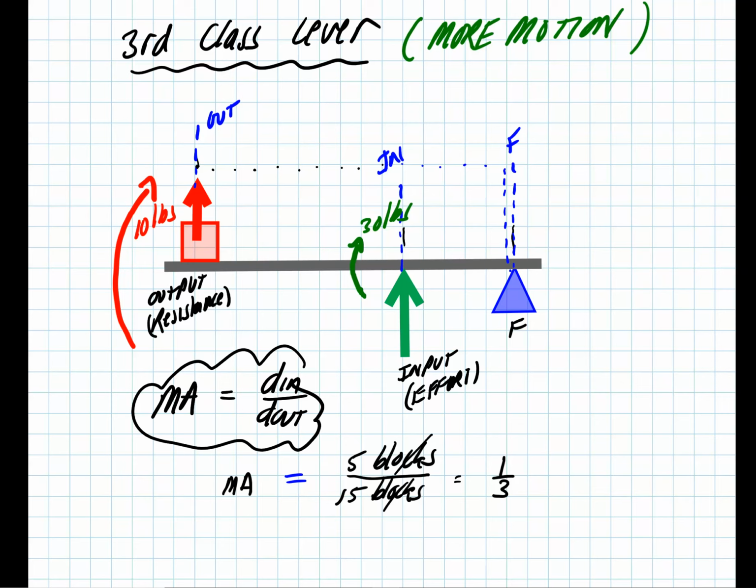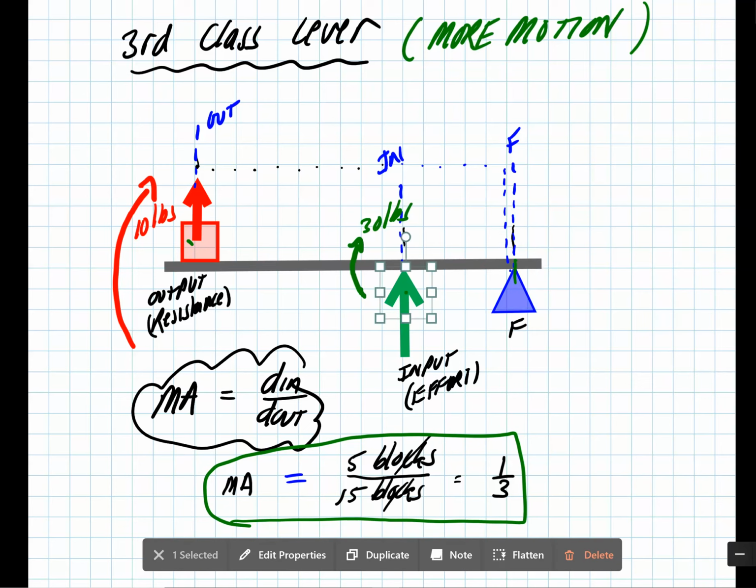That's a third class lever. It works the same calculation, all of them. So find your fulcrum, find your input, find your output. Then measure the distance from the fulcrum to the input. That goes on top. Measure the distance from the fulcrum to the output. That goes on the bottom. That's how you get the mechanical advantage of a lever. Doesn't matter which class lever.